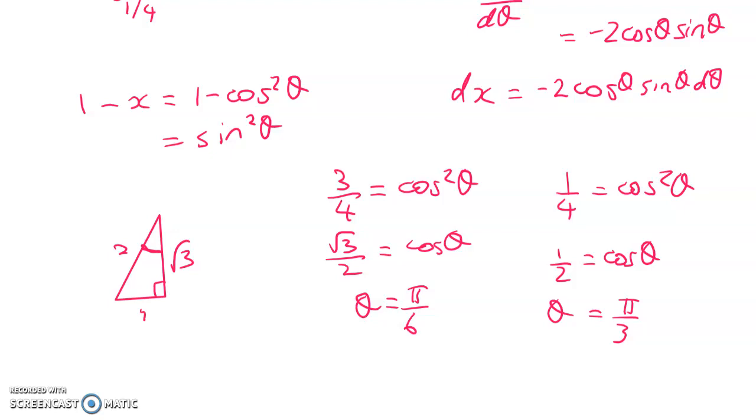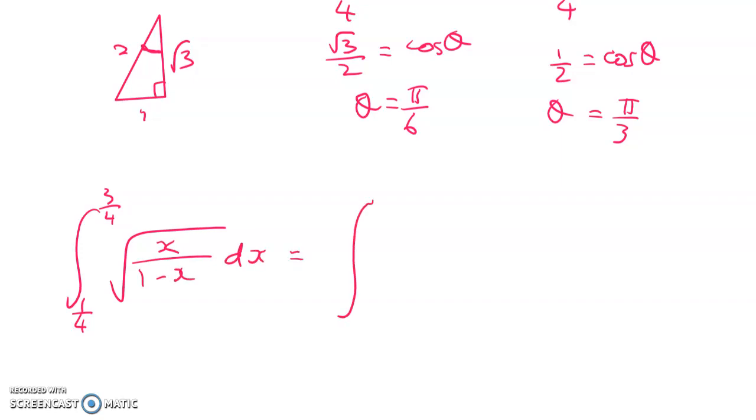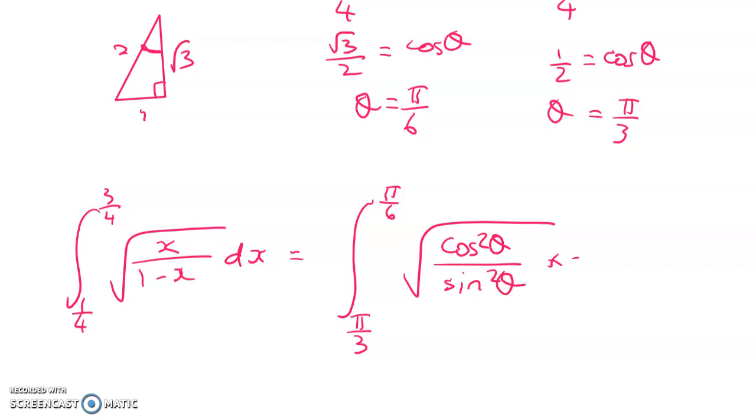We're ready to put everything back into the integral now. So we've got this 3/4 to 1/4 root x over 1 minus x dx can now be changed over as follows. So it's going to be pi on 6 here and pi on 3 here. We'll deal with that being weird later on, times the square root of cos squared theta over sine squared theta times negative 2 cos theta sine theta d theta.